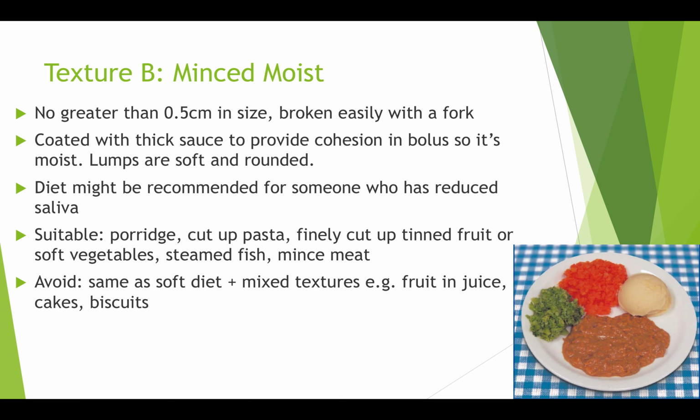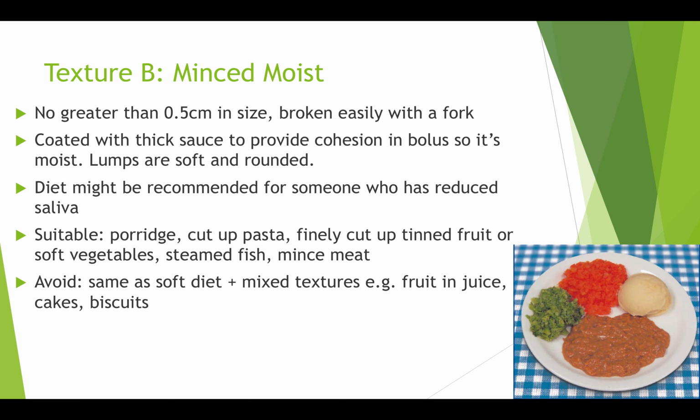Texture B is a minced moist diet, with pieces no greater than 0.5 centimetres in size and that can be broken easily with a fork. Texture B is coated with thick sauce to provide cohesion to the bolus so that it's moist. Lumps are soft and rounded. The diet might be recommended for someone who has reduced saliva.